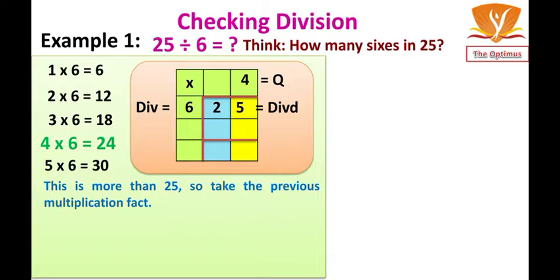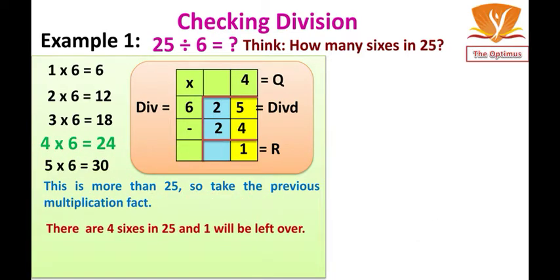We know 4 into 6 are 24, I am going to write below the dividend. Immediately I am going to subtract. 25 minus 24 equal to 1. 1 is the remainder. There are 4 6 in 25 and 1 will be the leftover. Therefore answer is 25 divided by 6 equal to quotient is 4, remainder is 1.